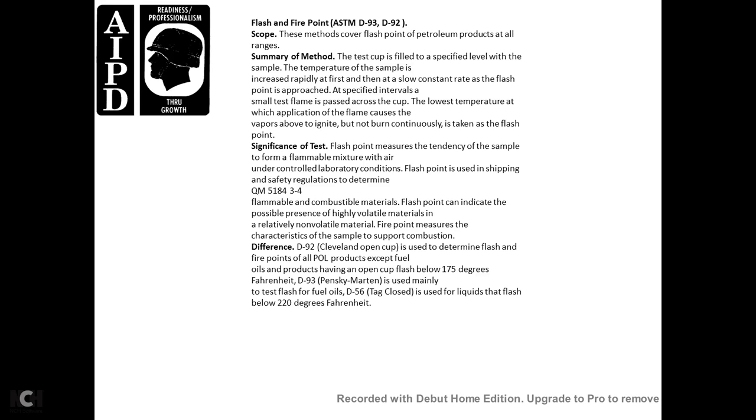Flash and fire point, ASTM D93 and D92. The method covers the flash points of petroleum products at all ranges. Summary: the test cup is filled to a specified level with the sample. The temperature of the sample is increased rapidly at first and then at a slow, constant rate as the flash point is approached, with a test flame applied at specified intervals.